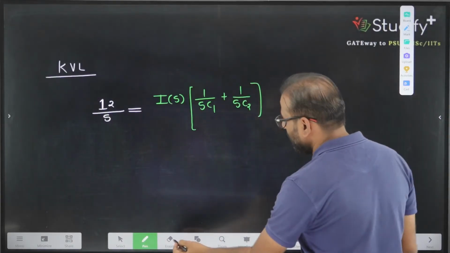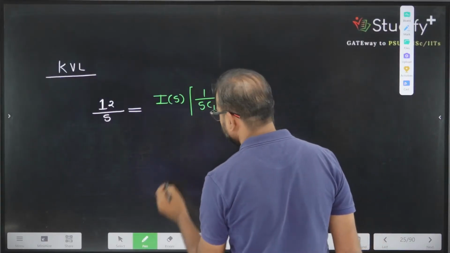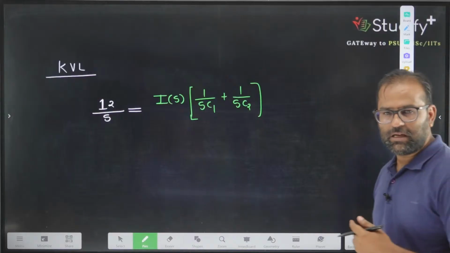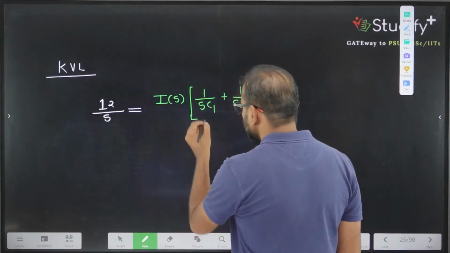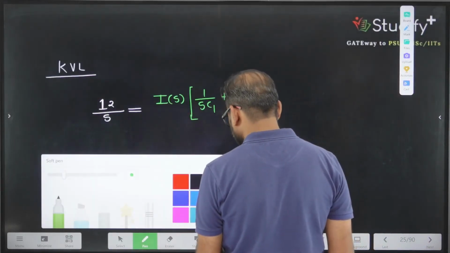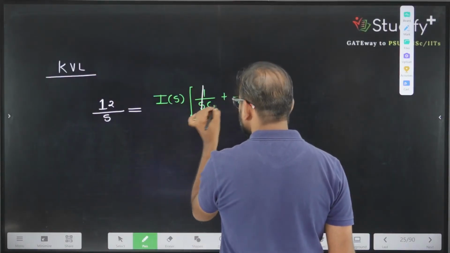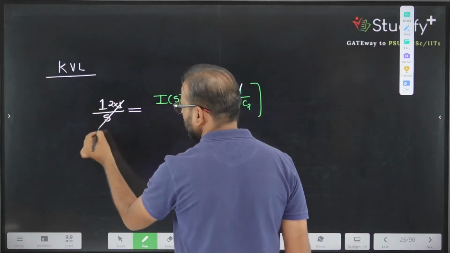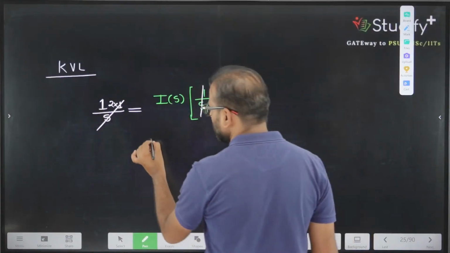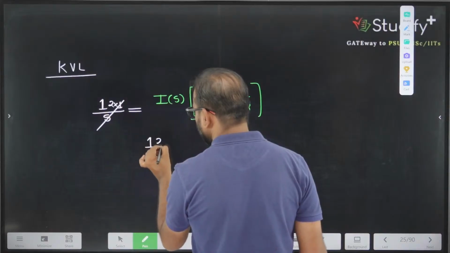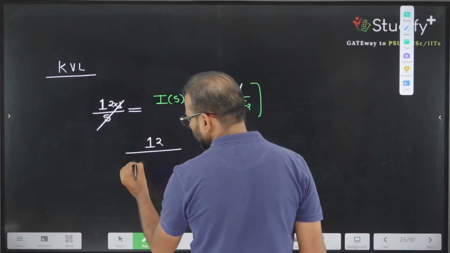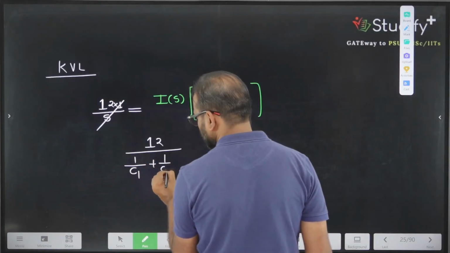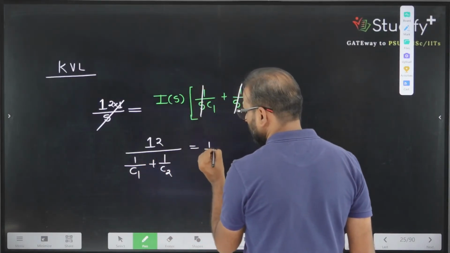This is the value of what? This is the value of the multiplicand of I of S. Now we can cancel this S. 1 by S is here, 1 by S is here, and 1 by S is here also. We can cancel it. So what is the value of I of S? 12 divided by 1 divided by C1 plus 1 divided by C2. This is the value of I of S.